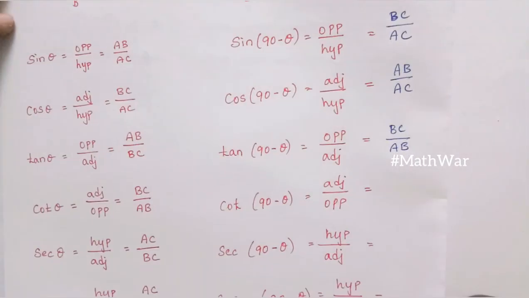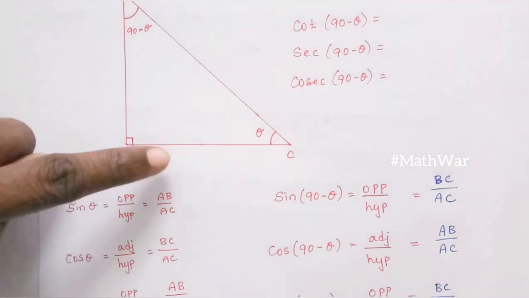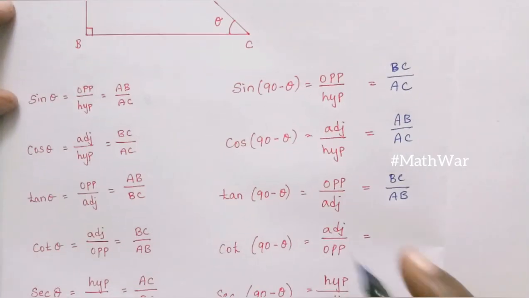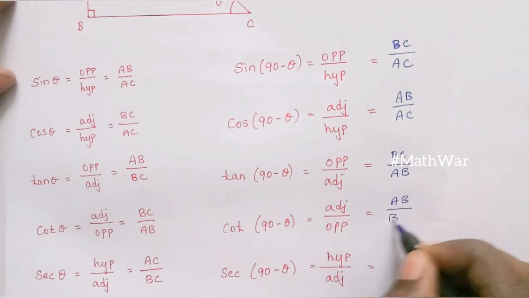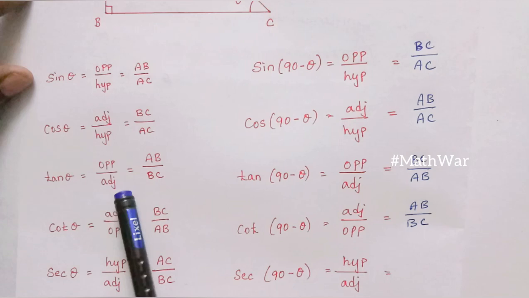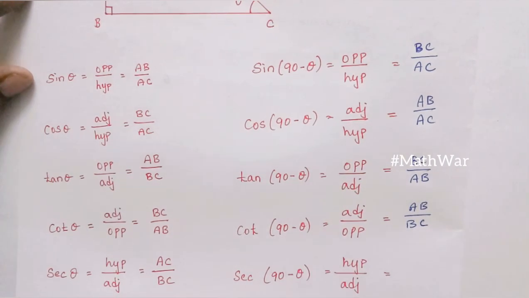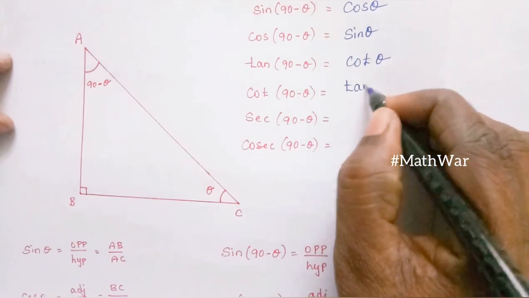And another one, cot 90 minus theta is adjacent by opposite. For 90 minus theta, adjacent is AB, opposite is BC. So here cot 90 minus theta is AB by BC. AB by BC is nothing but tan theta. Here AB by BC is tan theta, and AB by BC is cot 90 minus theta. So cot 90 minus theta is nothing but tan theta.